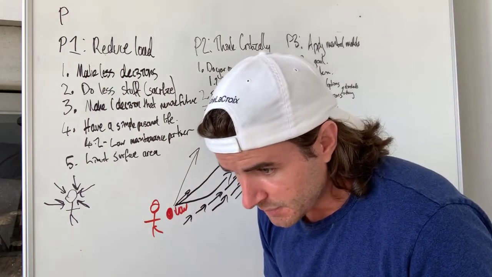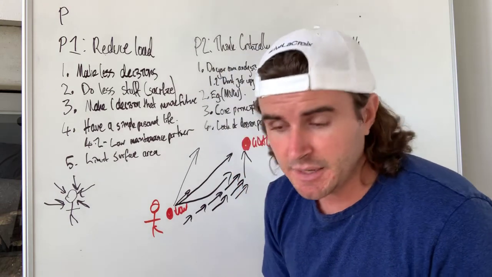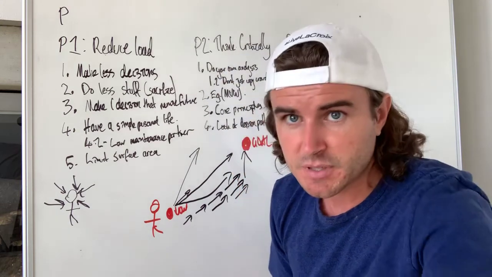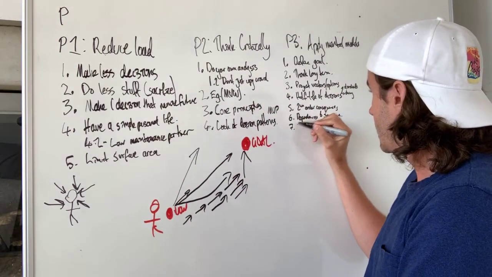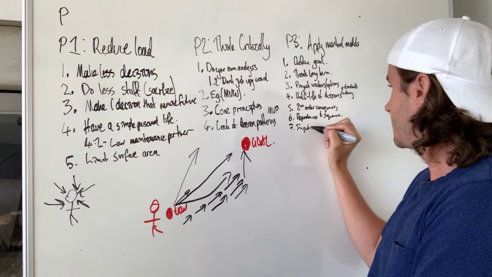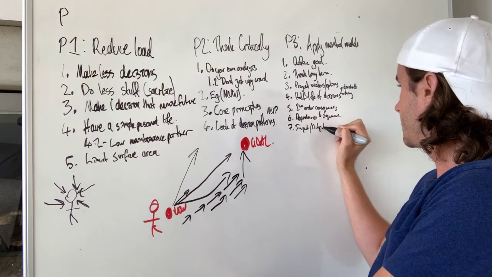Then, what else have we got? Weigh input and output symmetry. So, 7. Input, output, symmetry.